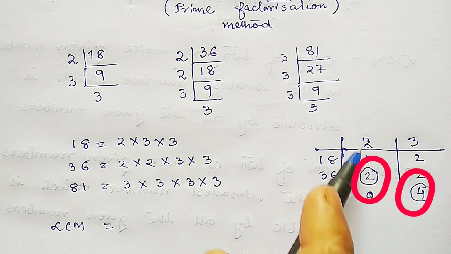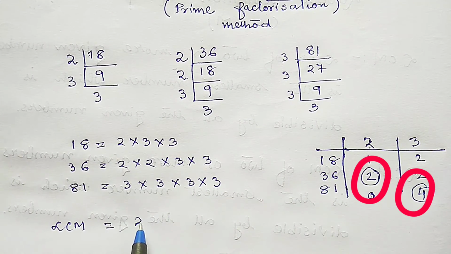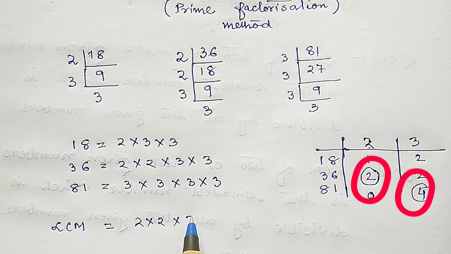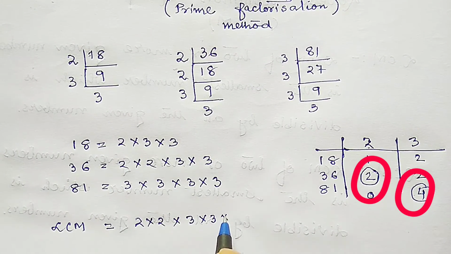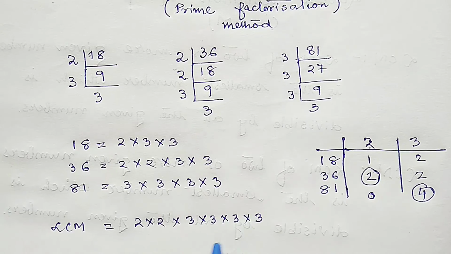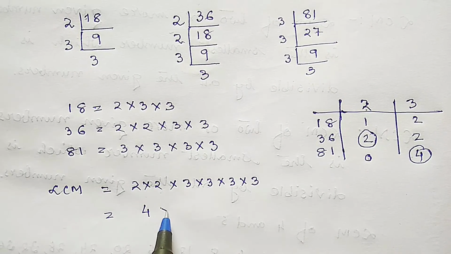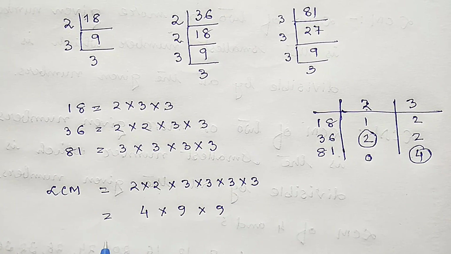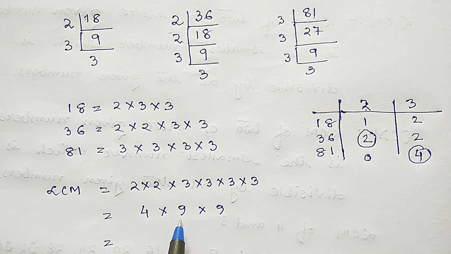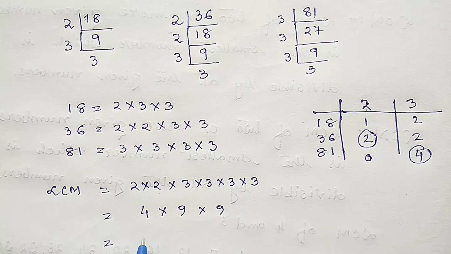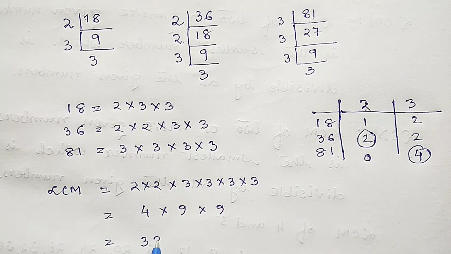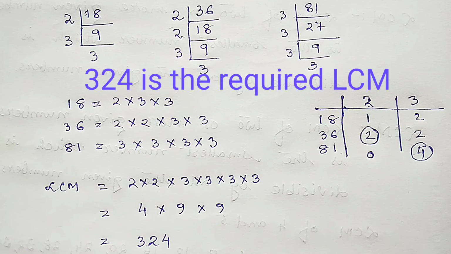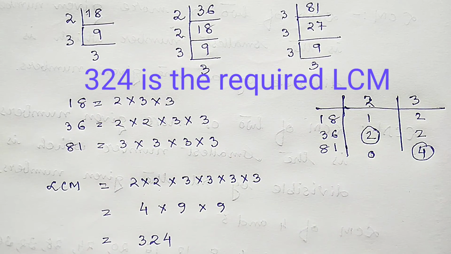You can write 2 two times, so 2 into 2, and 3 four times, 3 into 3 into 3 into 3. 2 2s are 4. 3 3s are 9. 3 3s are 9. Now 9 9s are 81. 81 into 4, if you multiply, you are going to get 324. Therefore, 324 is the LCM of the given numbers.